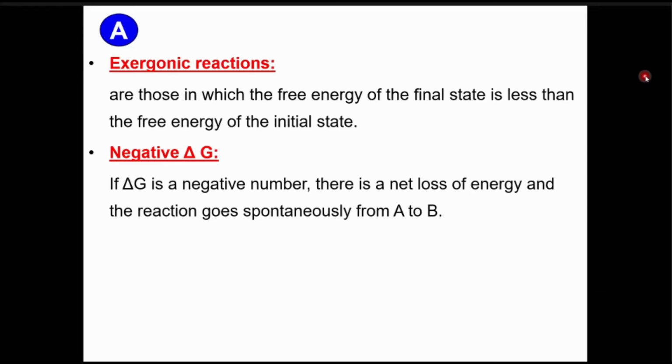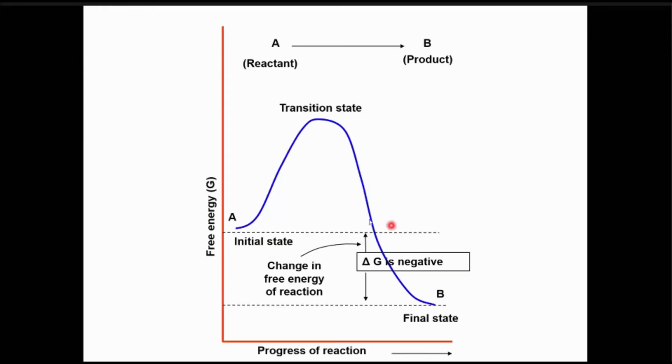The free energy is the G that we mentioned. G is for Gibbs. This is for your information: the person who found this type of energy is called Gibbs, that's why they put G. When the free energy of the final state is less than the free energy of the initial state, this is an exergonic reaction. What does it mean? If you look at this picture, on the y-axis you have the free energy, G, and the x-axis is the progress of the reaction.